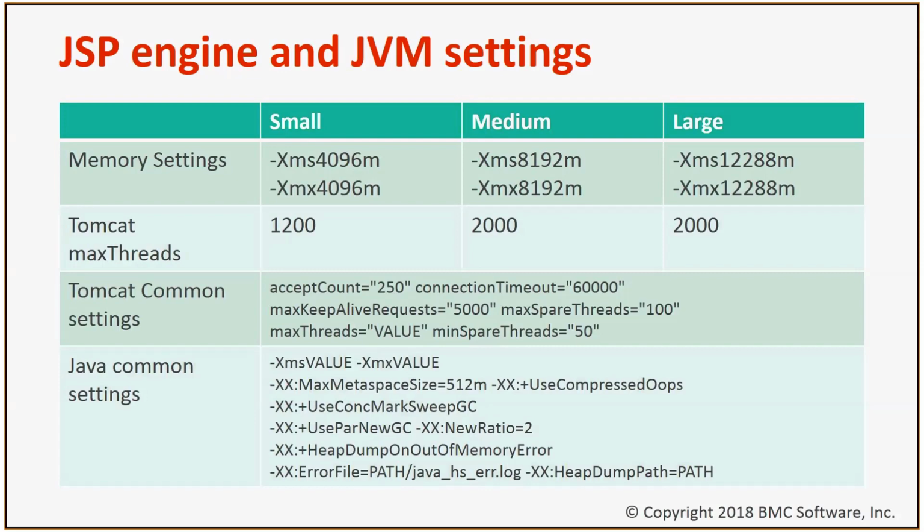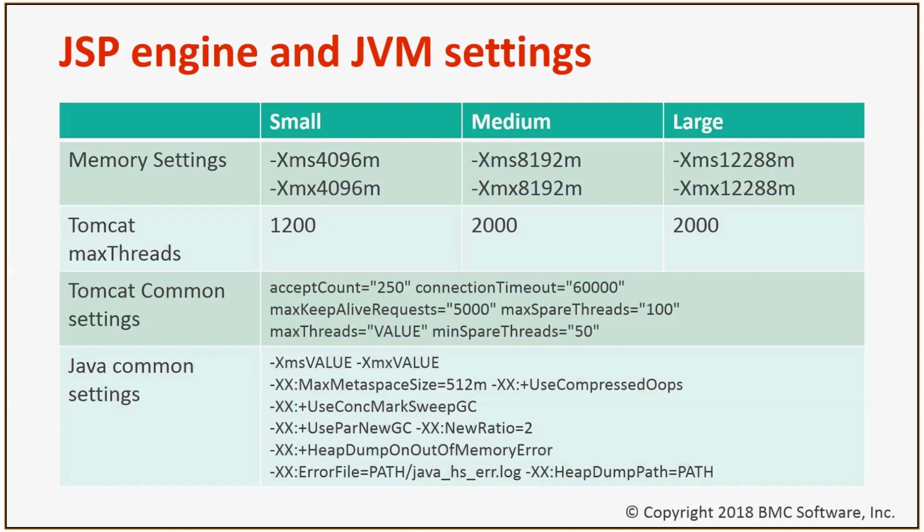Well, this is basically the settings that are required for either your medium, small, or large Midtier. So let's say we're sticking to the medium one. Make sure that you have 8 gigabytes set for the minimum and maximum settings. That's the XMX and XMS setting. Then the number of max threads that Tomcat should be handling is 2000.